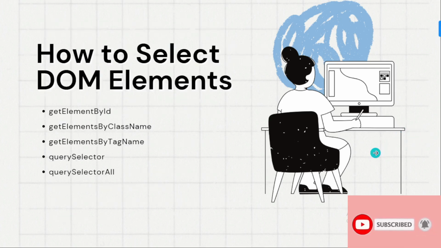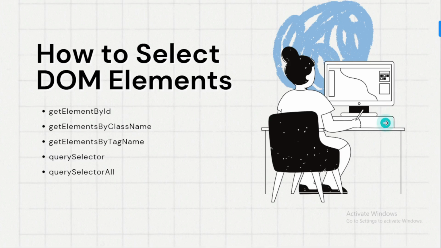Also, let's check how to select DOM elements. You can select using getElementById. You can also select using getElementsByClassName. You can also select using getElementsByTagName. You can also use querySelector and querySelectorAll. So as time goes on, we are going to check on all of these one after the other.